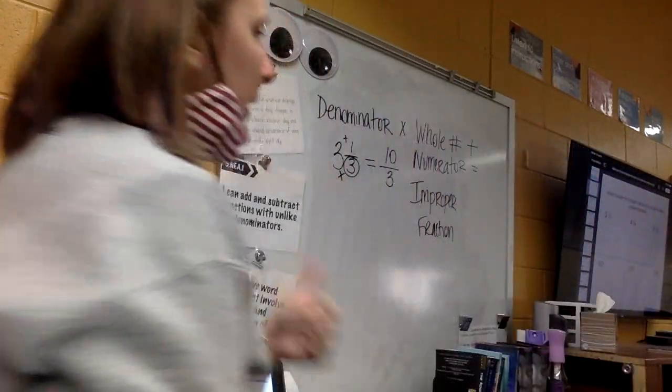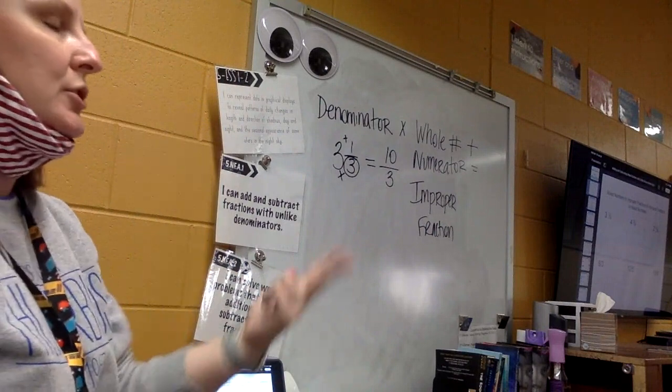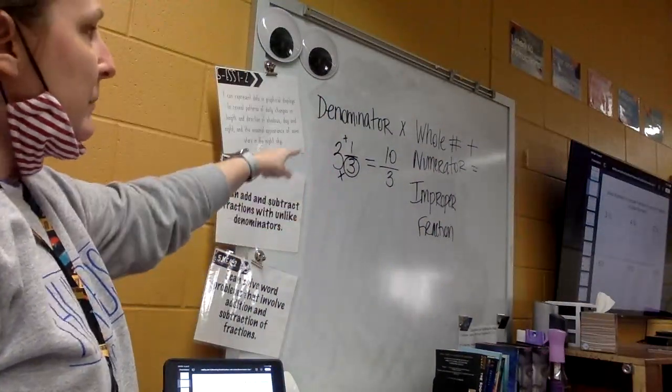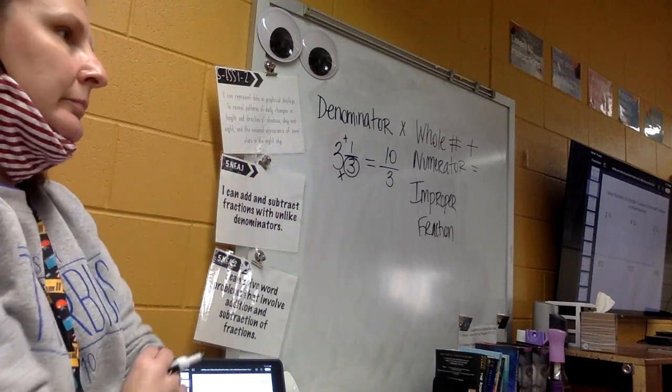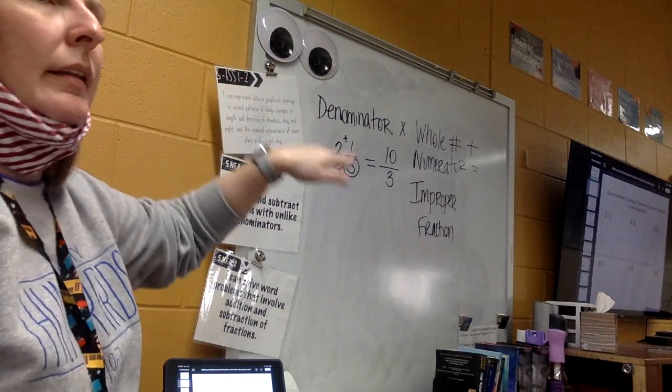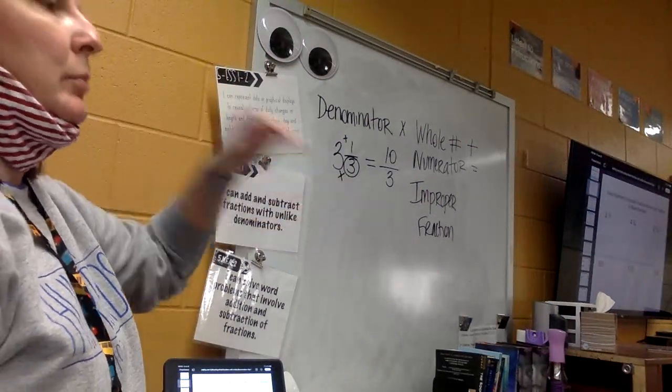Okay? Denominator times your whole number plus your numerator gives you an improper fraction, and you keep the same denominator. So whatever your denominator is for your mixed number, that's your denominator for your improper fraction.